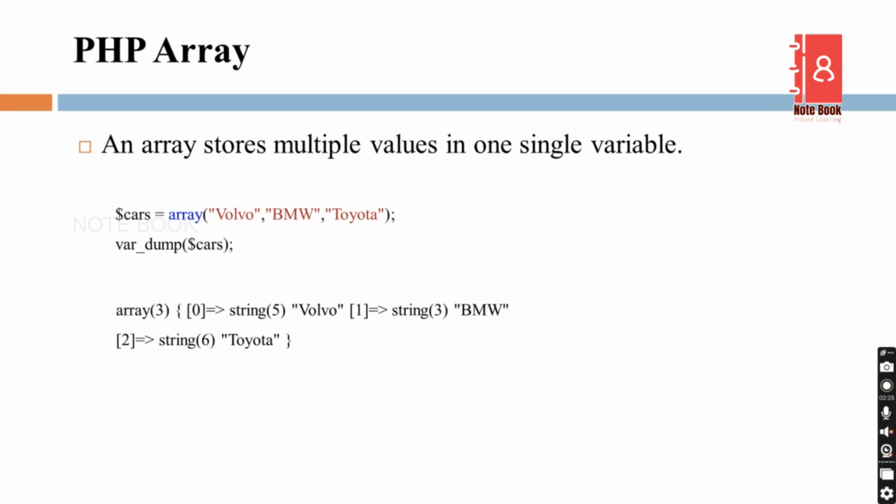PHP array. An array stores multiple values in one single variable. So $cars is equal to array of Volvo, BMW, Toyota. So array 3, that is the 0th position, will be string of 5, and that is Volvo, and the next will be string of 3 BMW, and next will be string of 6 Toyota. So this is what the array is.